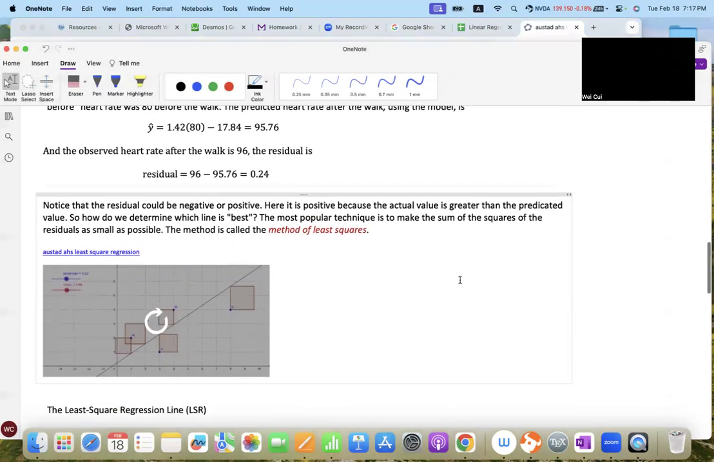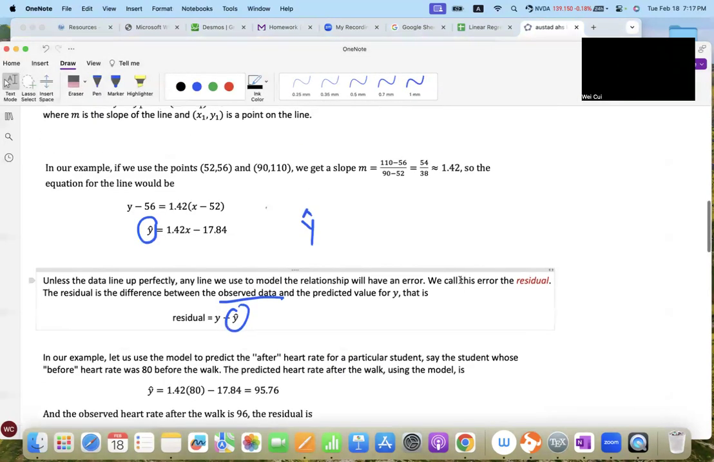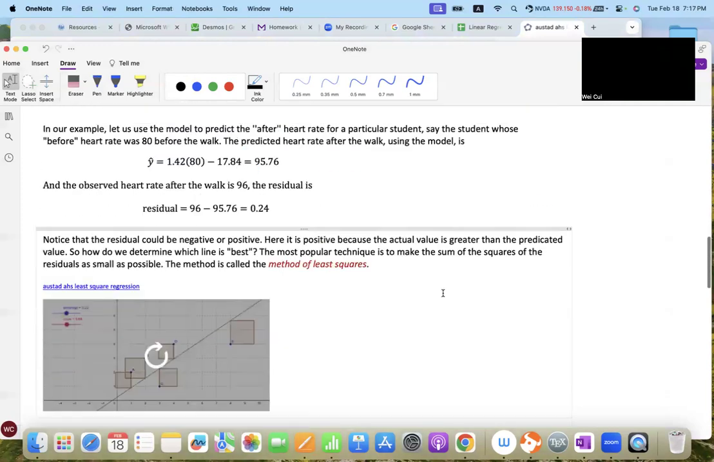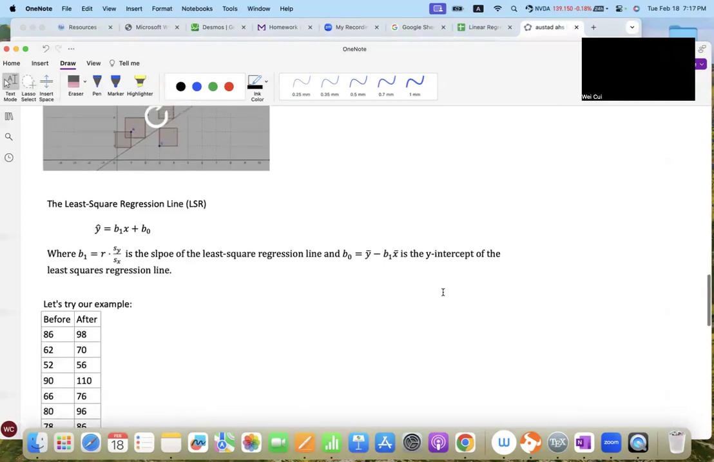But in practice, we don't have to compare them one by one. In practice, there is a way we can determine the best straight line. And that line is given by this formula. Its slope, we call B1. We use B1 to indicate the slope and B0 to indicate the y-intercept. And the slope is determined by these values.